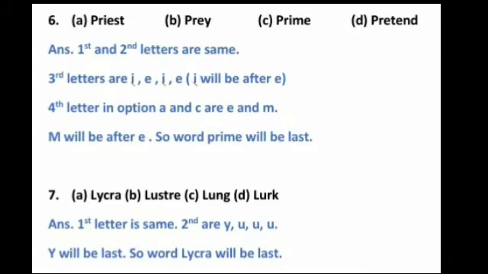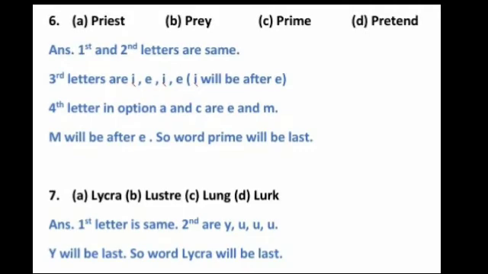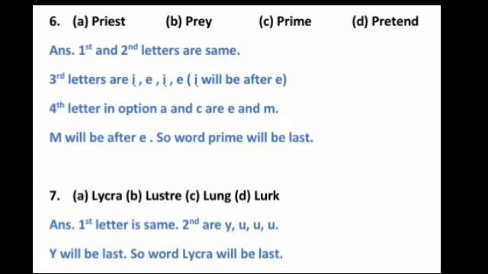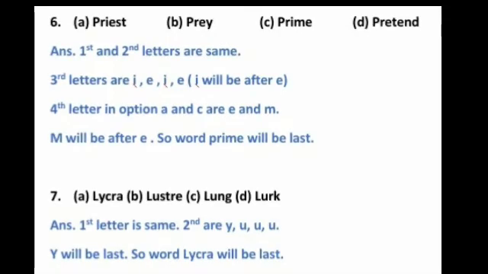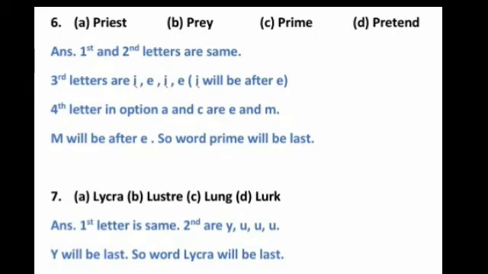Now going to the 7th question. Here the 4 words are again given, and the first letters are the same, the second letters are given Y, U. So as we know that 3 have the same letter, and option A has Y as the second letter, so Y will be the last, so word lycra will be the last.